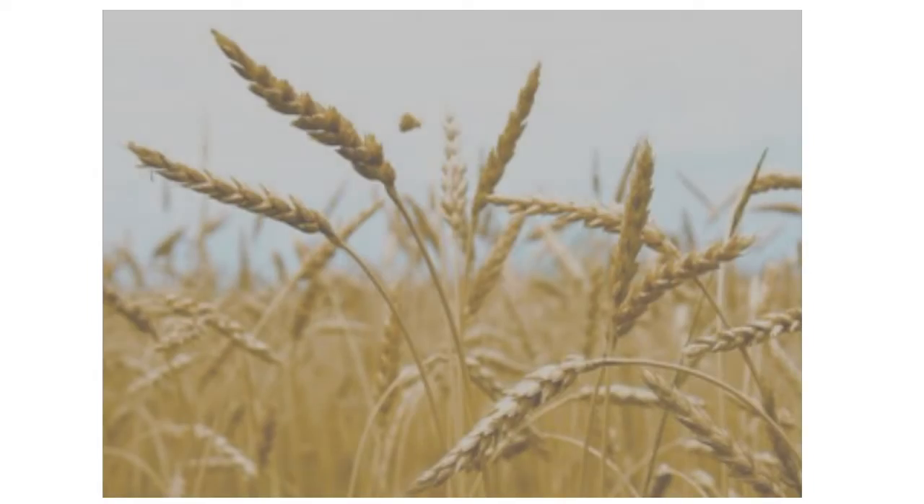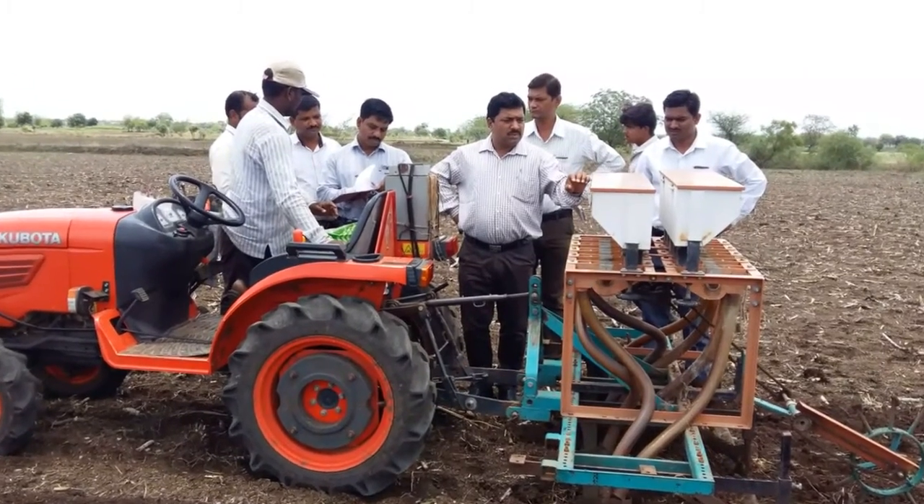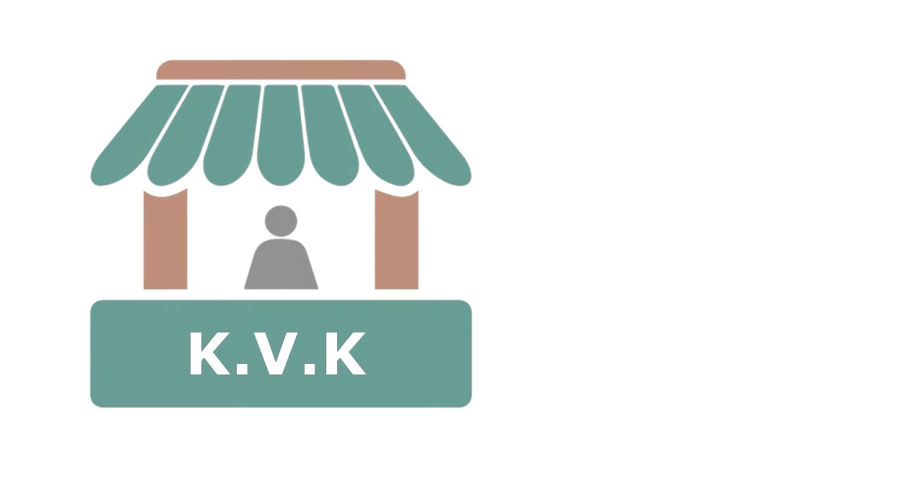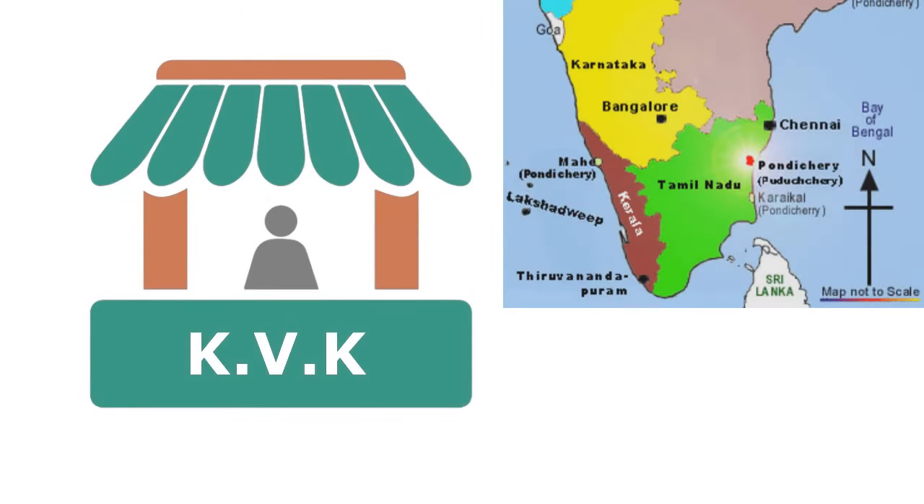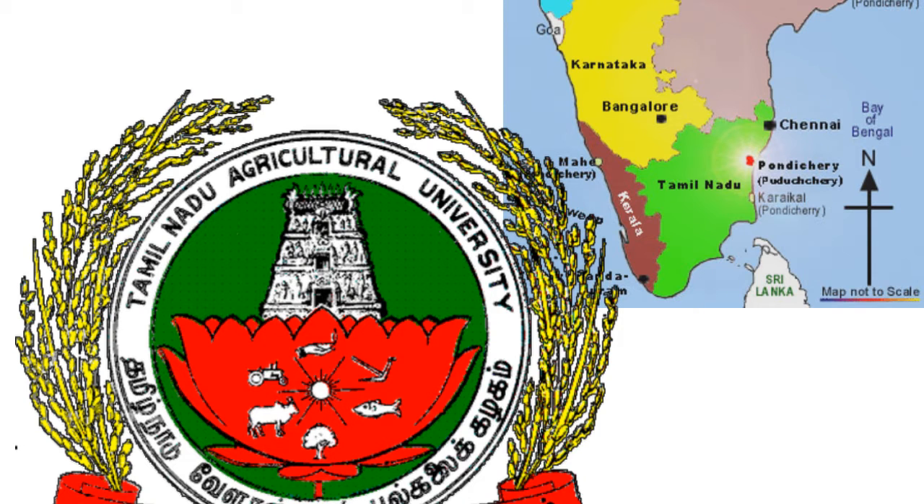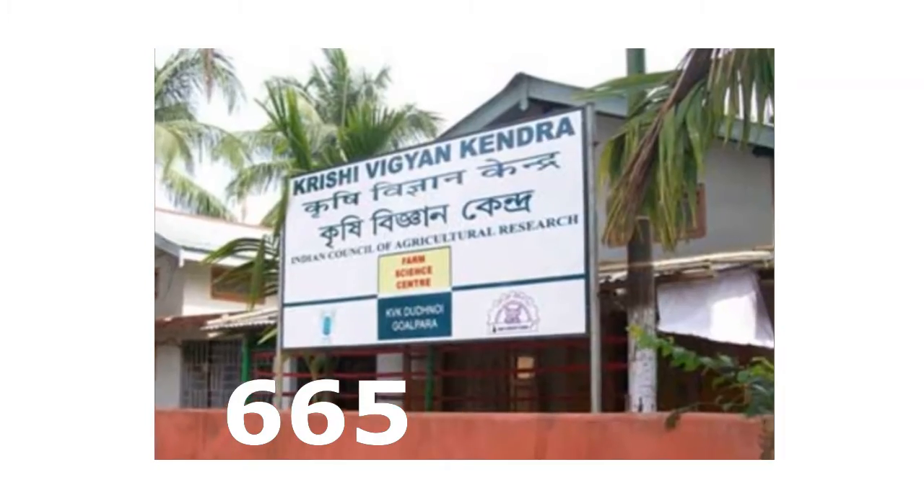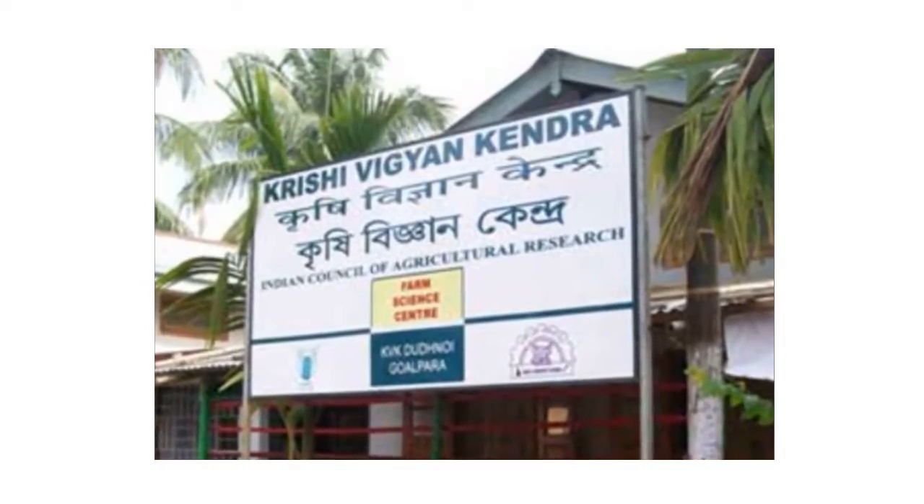A few years later, it was realized that for dissemination of new varieties, technology and knowledge to the farmer, there must be a medium, and as a result ICAR established the first Krishi Vigyan Kendra in 1974 at Puducherry under TNAU, which was an instant success. As of today, we have around 665 KVKs throughout the country, nearly one in each district.